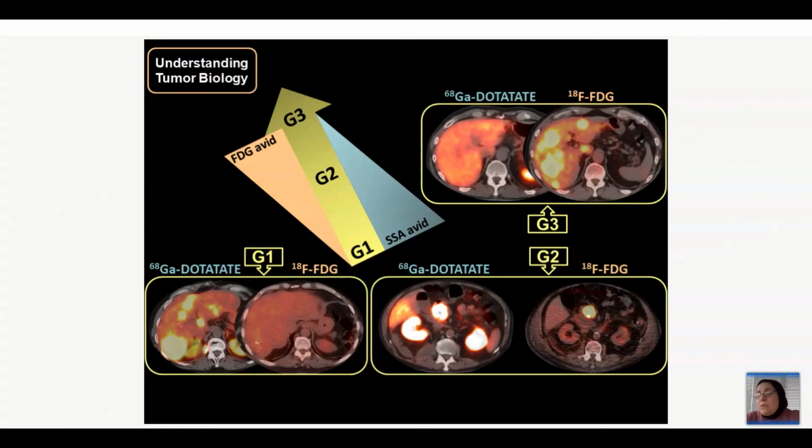In PET-CT, we know that glucose actually is an indicator of cellularity and aggressiveness of tumors. So these are the same cuts, right, of the same patients, but using 2 different tracers, dotatate and FDG, and they are usually done on 2 different days.